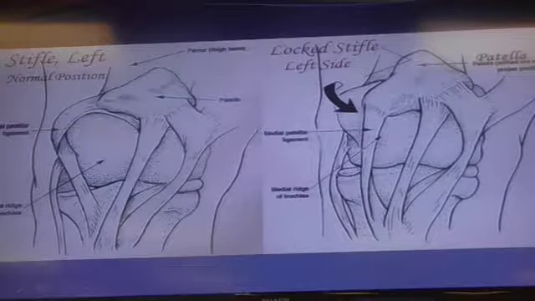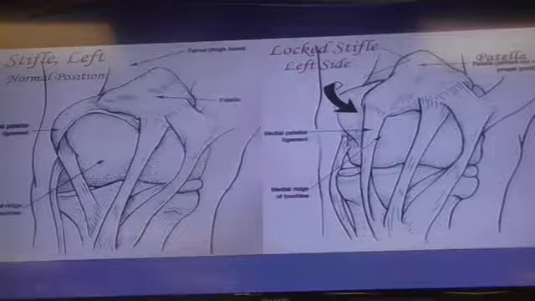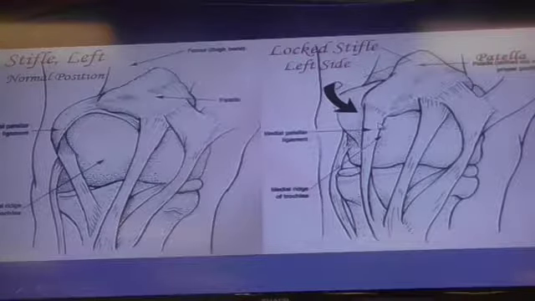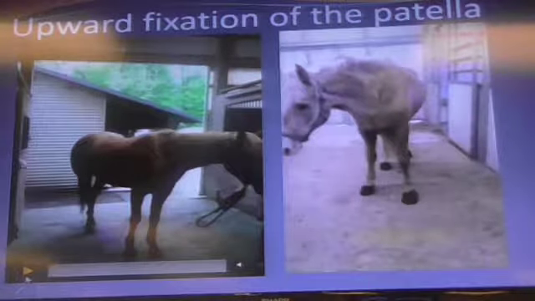So just a picture here. This is normal position. Here's the medial patellar ligament, and then this is once they're locked. This is the trochlear ridge here, and then this ligament here kind of gets stuck on top of it and doesn't pop off. So I think this is my more mild case here on the left.